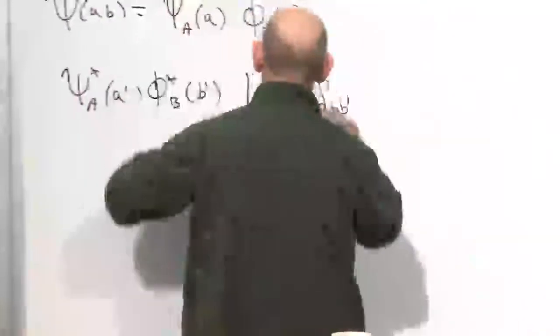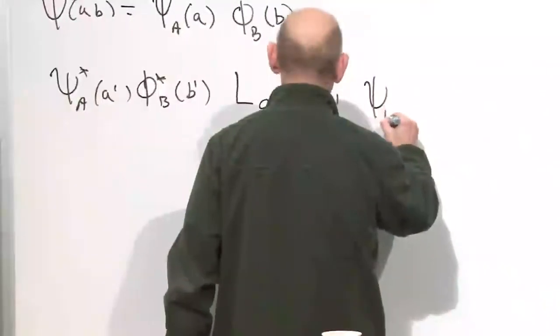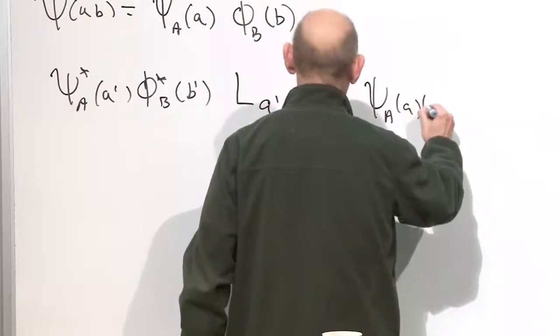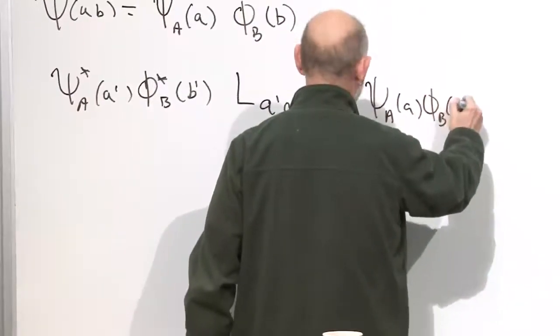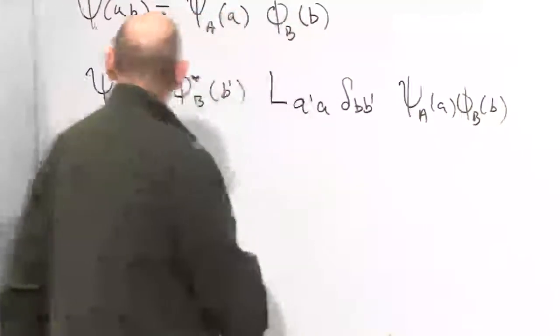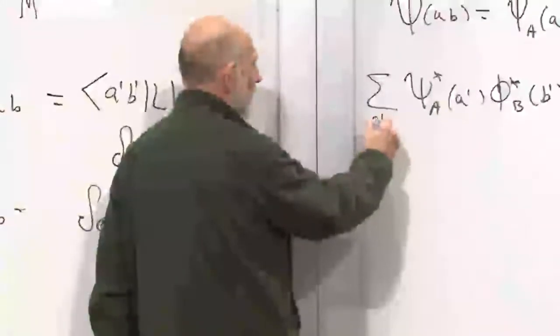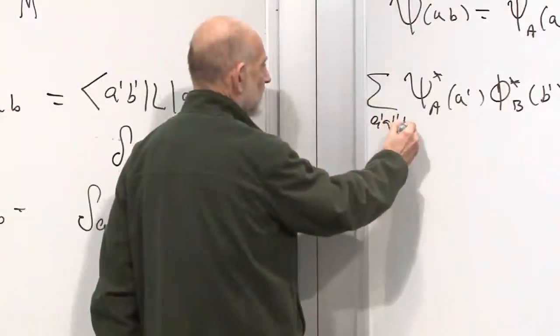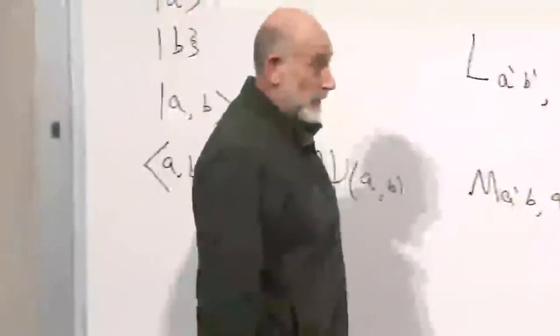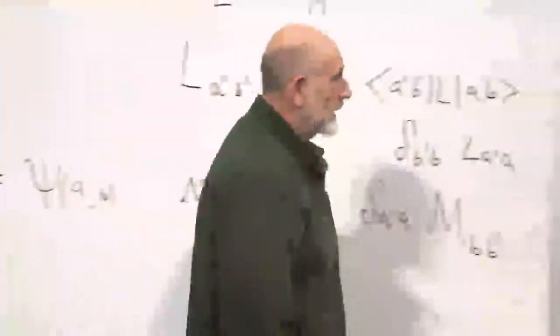Okay. And then we close it up with the other half of the sandwich, which is this up here, psi A of A, phi B of B. And we sum. As always, we sum over everything in sight, A prime, A, B prime, B. That's the rule for calculating an expectation value. So what do we get?